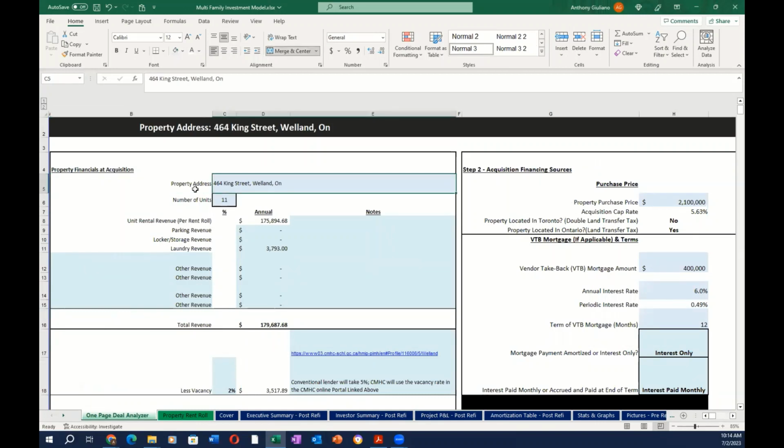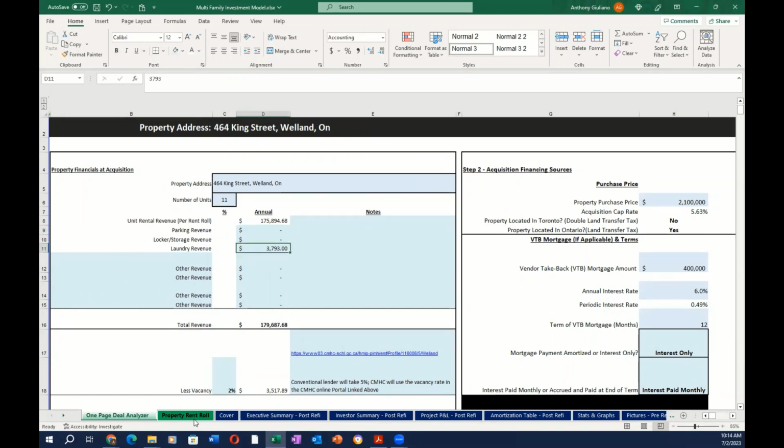address. That'll just get plugged in by you, the number of units. The unit revenue, rental revenue, will automatically be pulled in from the property rent roll tab based on what the market rents of the unit are today. Next, there's also a section here for auxiliary revenue. Maybe the property has parking revenue, locker revenue.